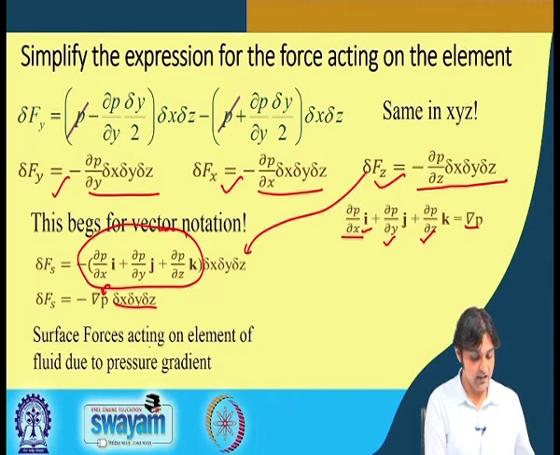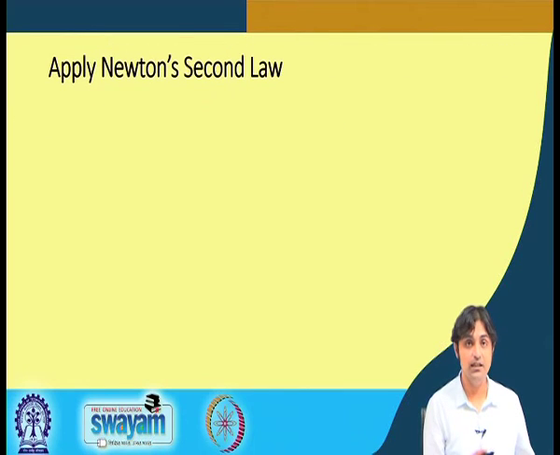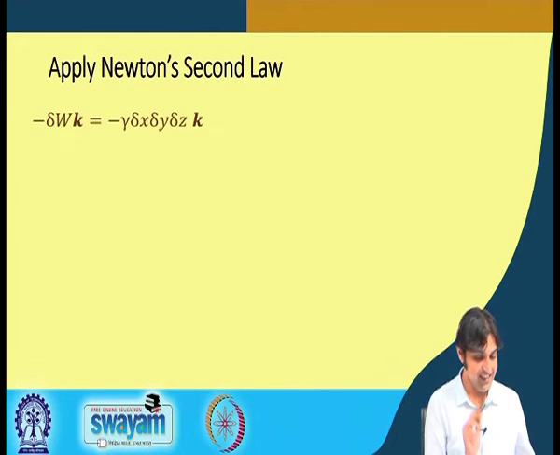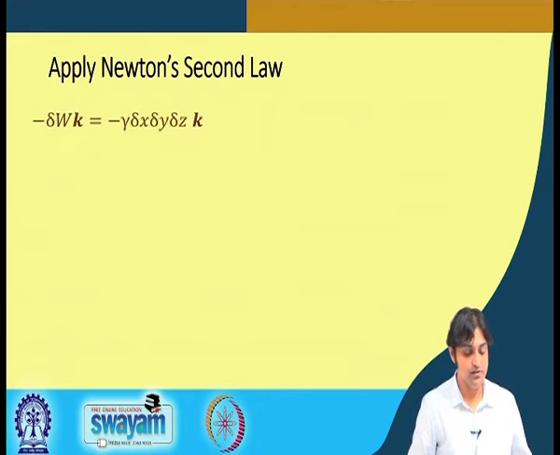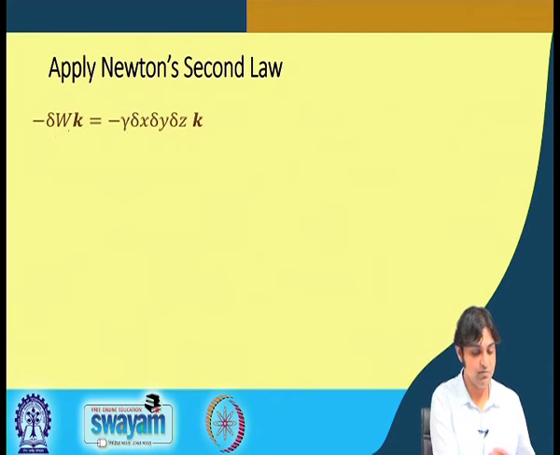Now the surface forces acting on the element of fluid due to pressure gradient. So this is the surface forces acting on element of the fluid due to the pressure gradient. So what happens? Now we have to apply Newton's second law. So in Z direction, there is weight acting which is balanced in the K direction. Weight can be written as gamma, gamma is rho g, and this is the volume. So weight is mass into gravity, so mass can be written as volume into the rho.